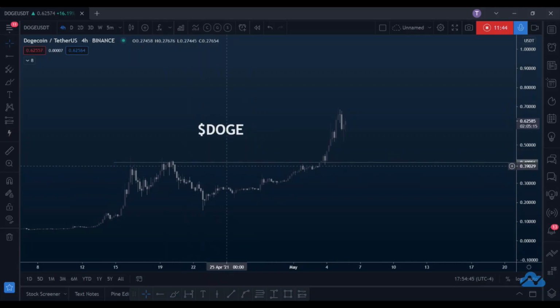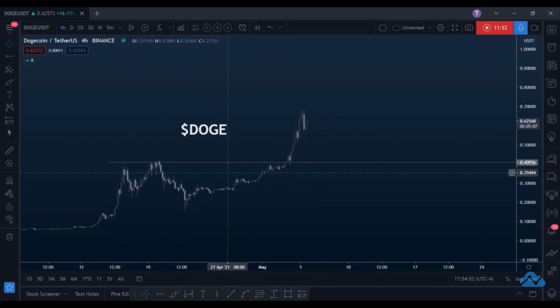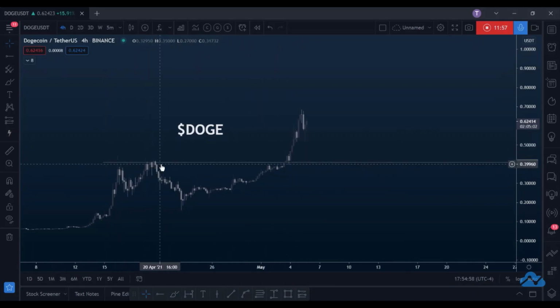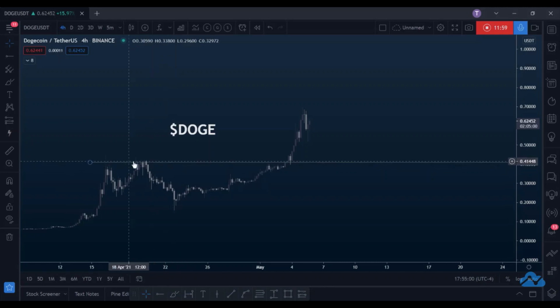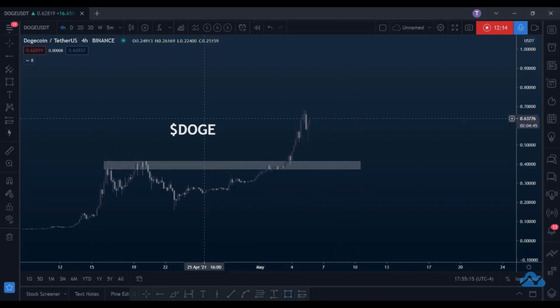This is for me the main level here, this 40-cent level. And what we can actually do, by using the candlesticks on the lower time frame, is replace this daily level with almost like a box. That's the way that I like to visualize my charts. Maybe just like that.